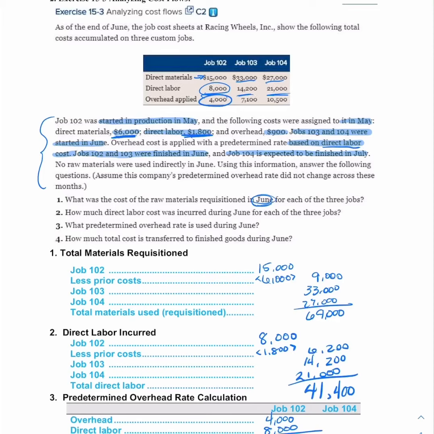So I'm going to take the overhead applied to job 104, $10,500. I'm going to divide that into the $21,000 of direct labor, and once again we will see there's our 50%. So hopefully that makes some sense.